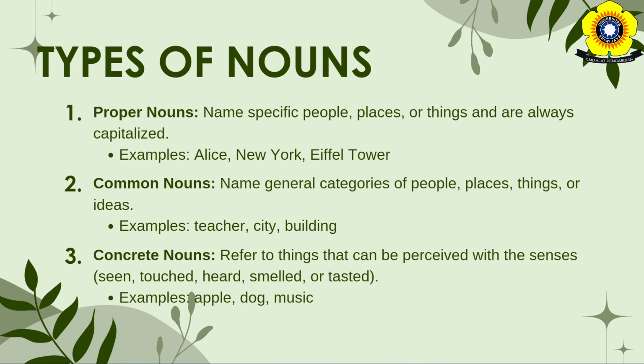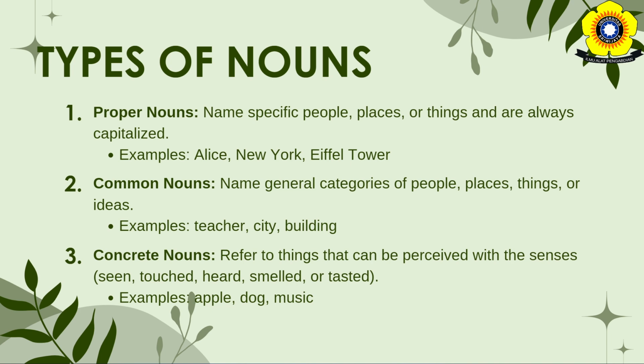Types of nouns. There are 6 types of nouns. The first one is proper nouns. Those name specific people, places, or things and are always capitalized. Examples: Alice, New York, Eiffel Tower. Second one is common nouns. Those name general categories of people, places, things, or ideas. Examples: teacher, city, building.